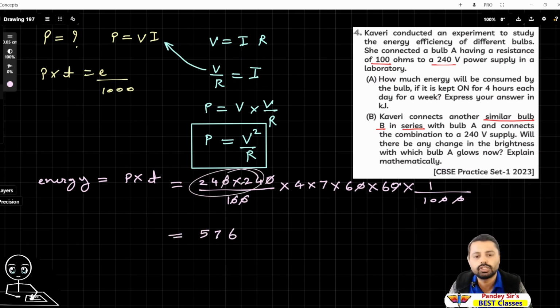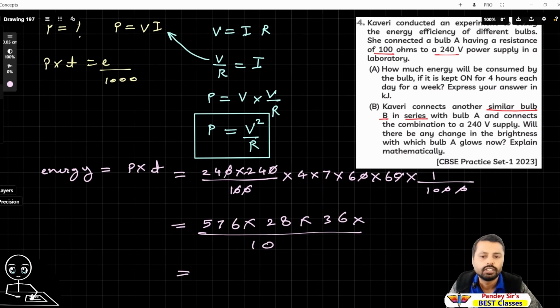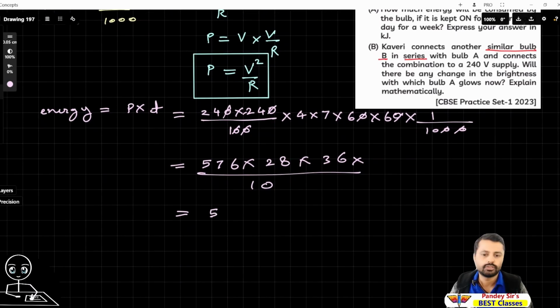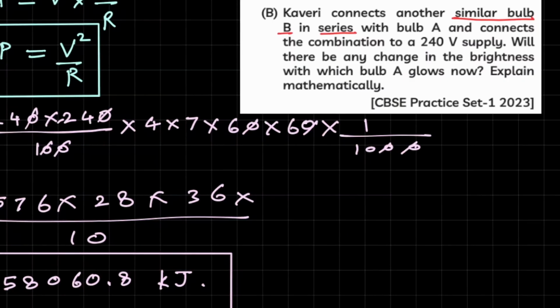And these zeros we can cancel here, and we get 576, that's 24 square, into 28, that is 4 into 7, into 36, and whole by 10, or into 1 by 10. You can also write it like this, whole by 10, and when you calculate it, you will get 58,060.8 kilojoule. That's the answer. Okay. Yes, sir. See the next condition.